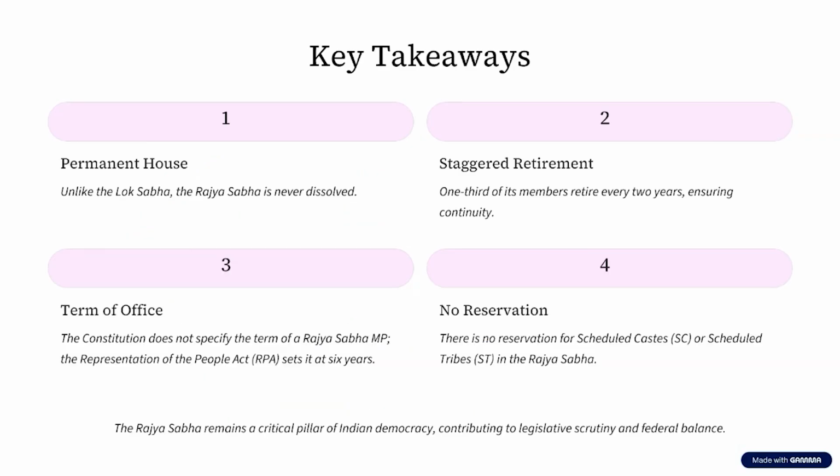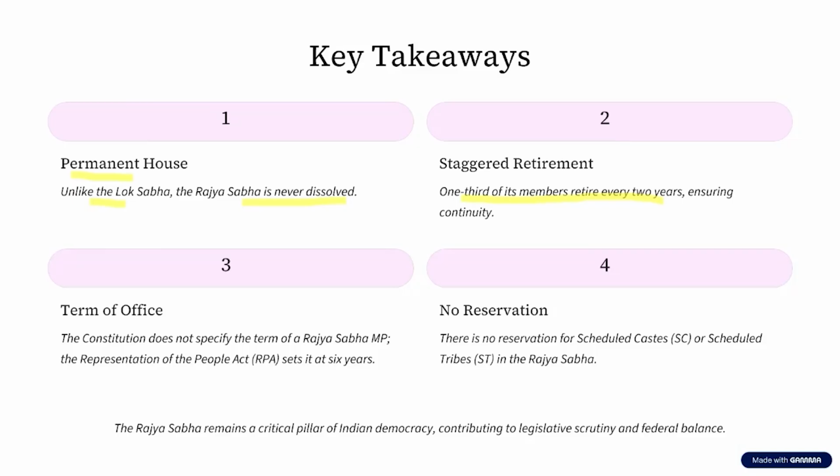Now, what do we understand from Rajya Sabha? Number one, Rajya Sabha is a permanent house. Unlike the Lok Sabha, the Rajya Sabha is never dissolved. That is, every 5 years, Lok Sabha dissolves. But what about Rajya Sabha? Does Rajya Sabha dissolve? No, the Rajya Sabha never dissolves. Rather, after every 2 years, one third of the members of the Rajya Sabha retire, providing for new one third members. So every 2 years, new members are added to Rajya Sabha, but there is nothing called Rajya Sabha being dissolved.